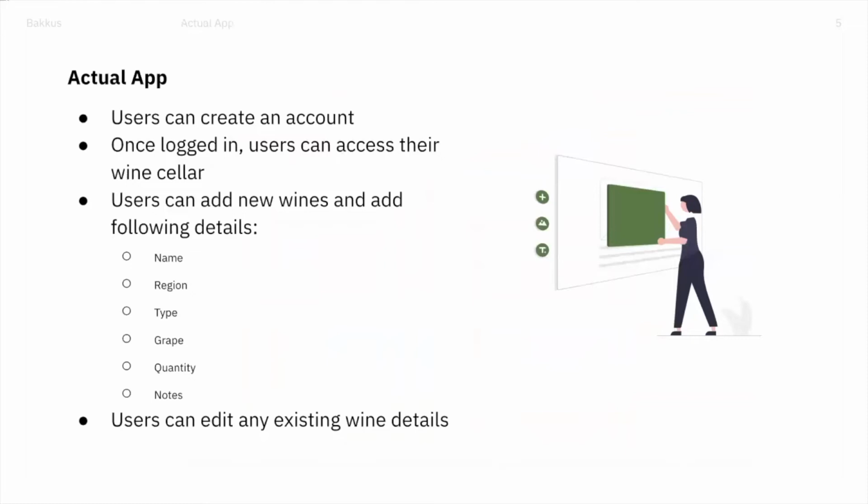Now, for the actual app, we had to downsize our requirements a little bit. So we stuck to the ability for users to create an account and, once logged in, access their wine cellars, enter details on their wines such as name, region, type, grape, and so on, and edit existing wine, for example, when they consume the bottle.